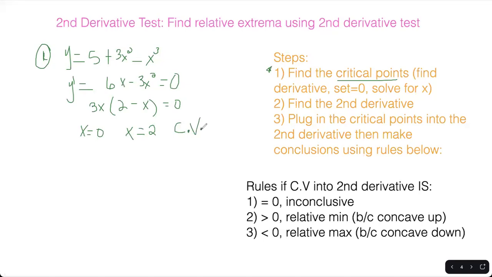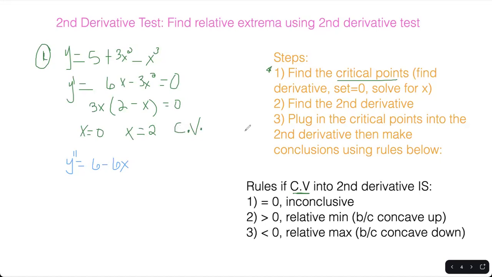So these are my two critical values, and that's what I use down here in the rules. Okay, now we're going to find the second derivative, and then we're going to see how the second derivative can help us determine if these are maxes or mins. So the second derivative of this function would be 6 minus 6x. Now we don't have to set this equal to 0. We're not worried about inflection points, because that's not what we're worried about. We're worried about determining if these critical values are actually extrema using this derivative.